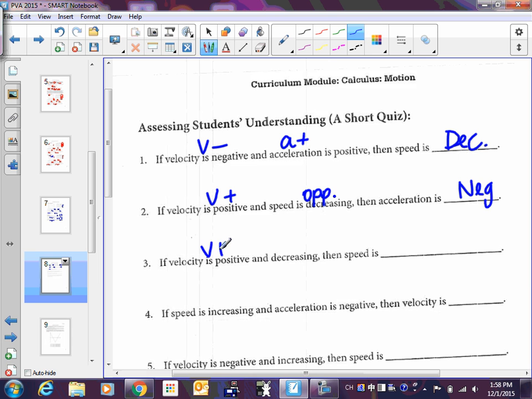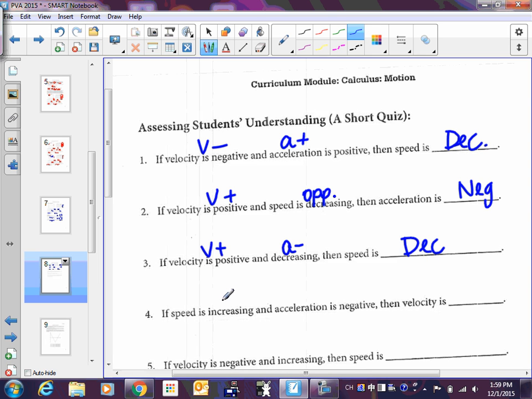All right, velocity is positive, and if velocity is decreasing, then what does that tell us about acceleration? It's also decreasing, it's negative. So if velocity is decreasing, that means acceleration is negative. Opposite signs means speed is decreasing. It's all about, do velocity and acceleration have the same sign or opposite signs? That's what it comes back to every single question.